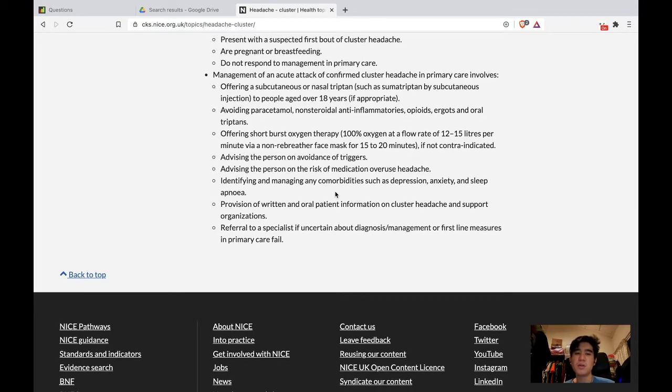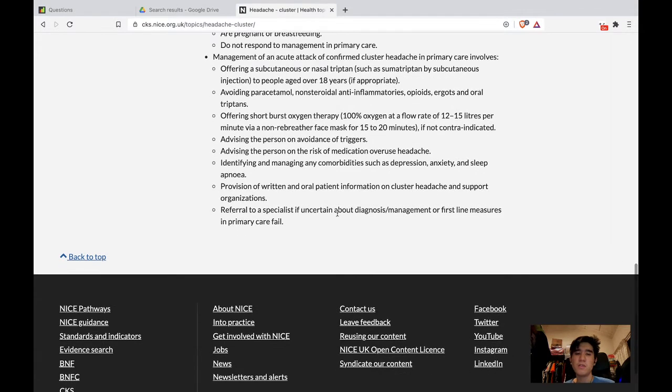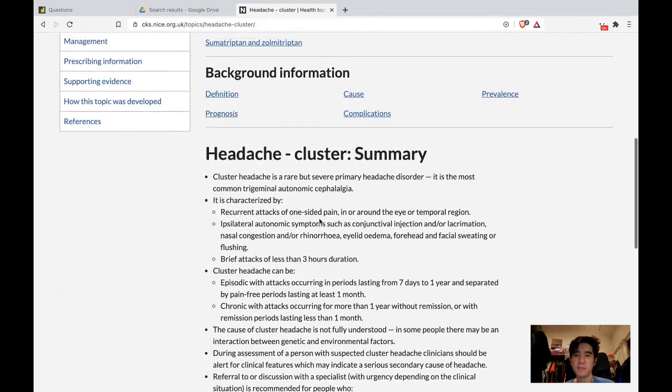Advising the person on avoidance of triggers, advising the person on the risk of medication overuse headache, identifying and managing any comorbidities such as depression, anxiety, and sleep apnea, provision of written and oral patient information on cluster headache and support organizations, referral to a specialist if uncertain about diagnosis or management, or first-line measures in primary care fail.